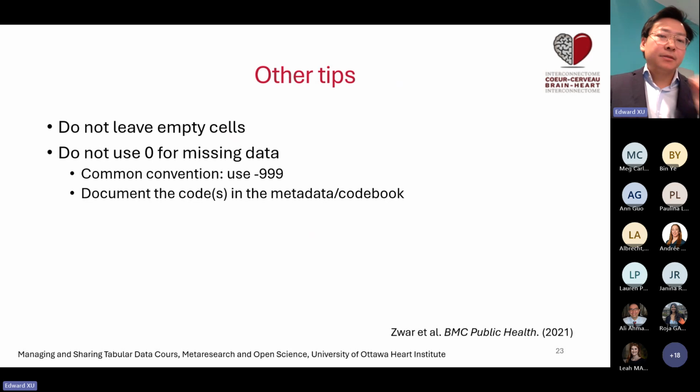And just a few other tips. You don't want to leave any empty cells. Generally, if the data is missing, do not use 0 because it can lead to misinterpretation. The common convention is to use -99, and always document these codes in the metadata and the codebook that are associated with the data.